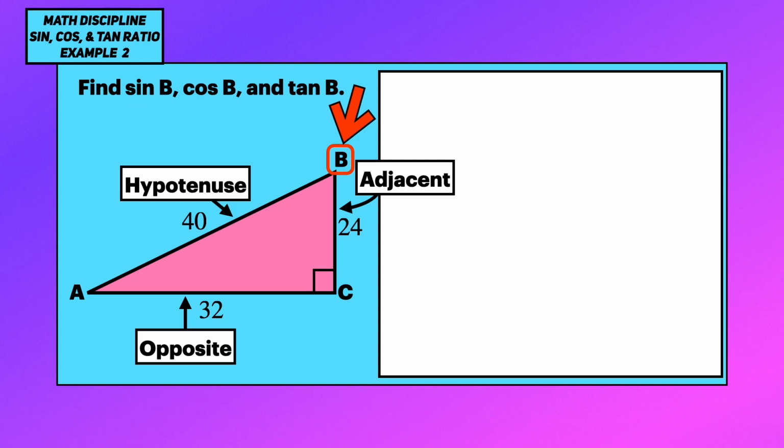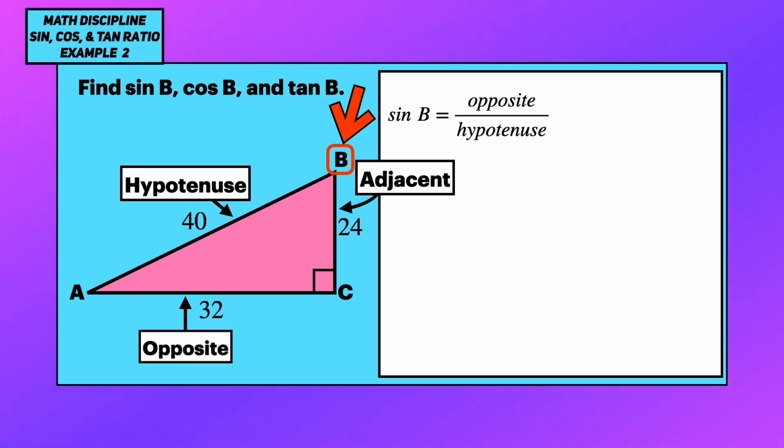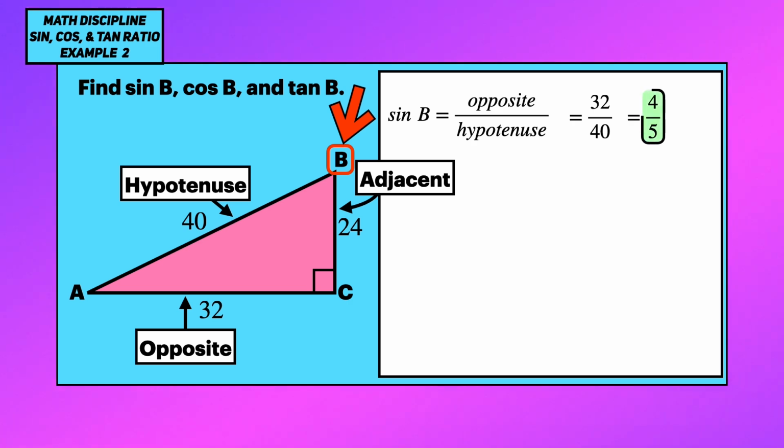To find sine B, we divide the opposite side by the hypotenuse side. The opposite side is 32, the hypotenuse side is 40, so that gives us the fraction 32 over 40. We simplify our fraction by dividing the numerator and denominator by 8, which gives us our simplified answer in fraction form, which is 4 over 5. To get our answer in decimal form, we divide 4 by 5 and that gives us 0.8.